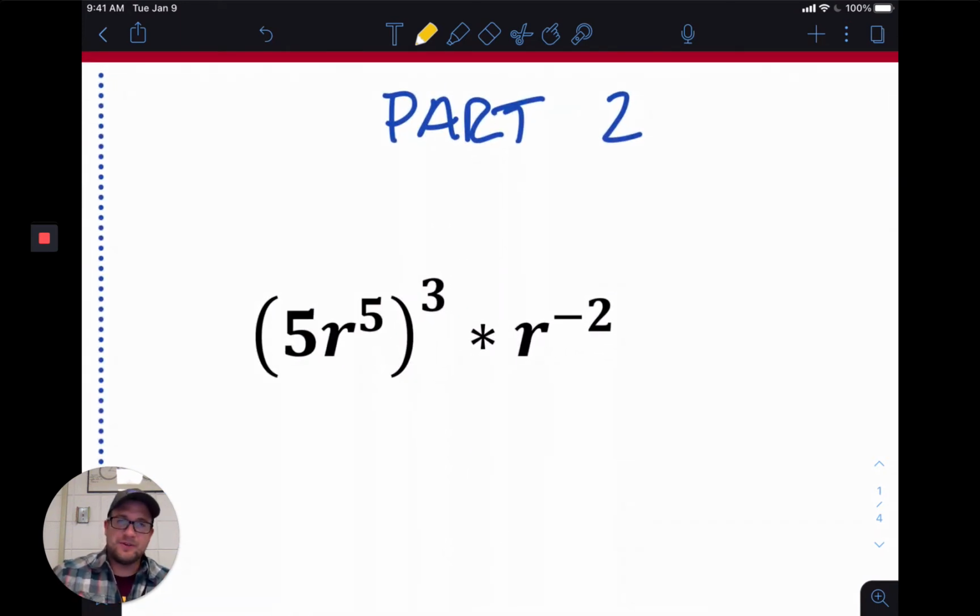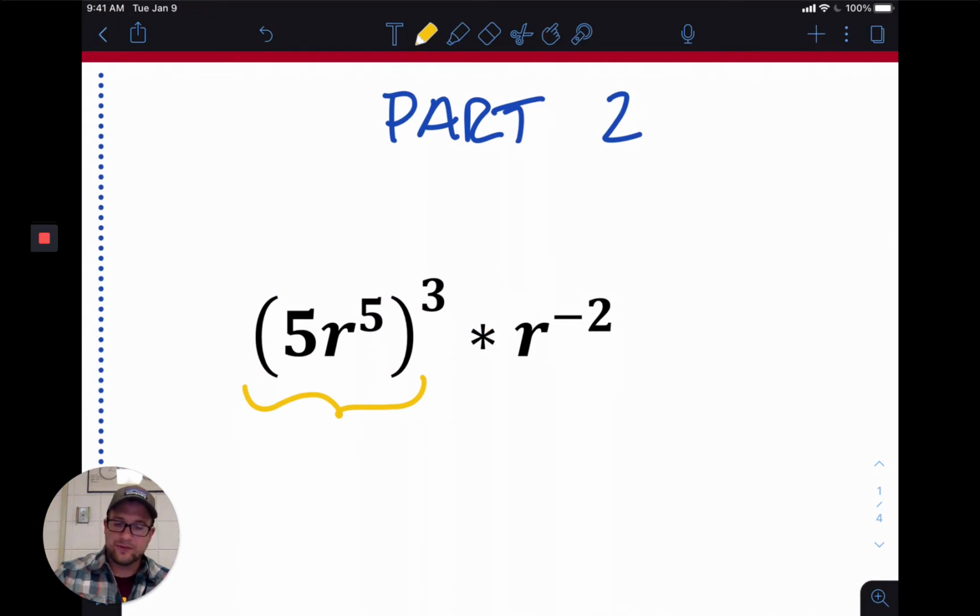Here's the first problem that we see. We're just asked to simplify here. So when we see this, the first thing I like to notice is my parentheses over here. So let's deal with those parentheses first, and we're going to try to make this piece look as simple as we can, and then at the very end we'll bring this piece in.